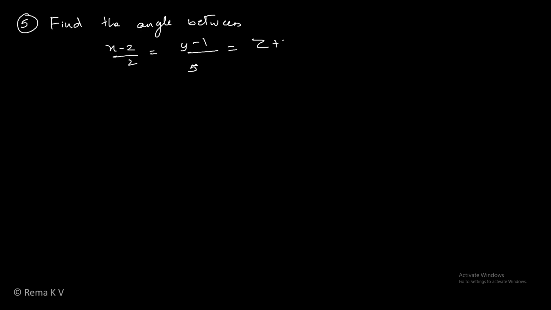Find the angle between (x minus 2)/2 equals (y minus 1)/5 equals (z plus 3)/(minus 3) and (x plus 2)/(minus 1) equals (y minus 4)/8 equals (z minus 5)/4.